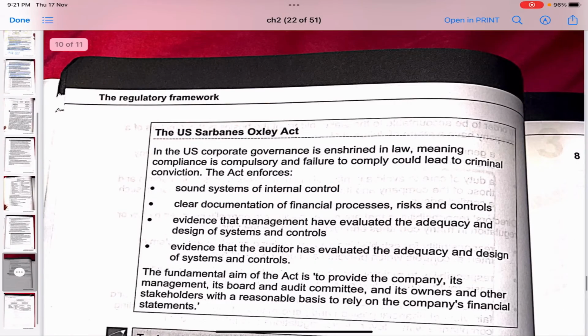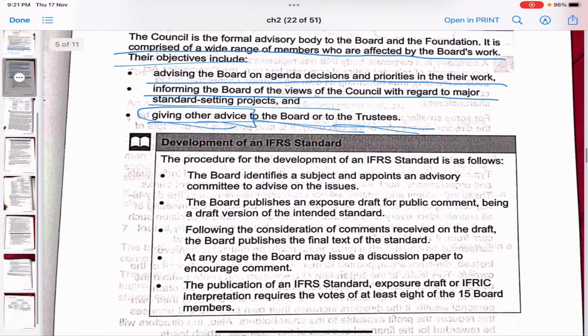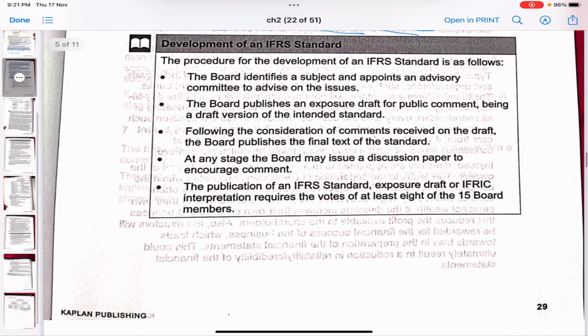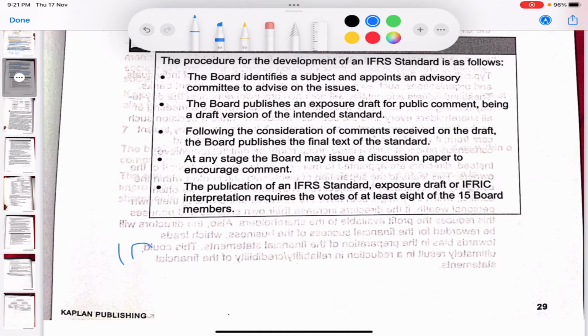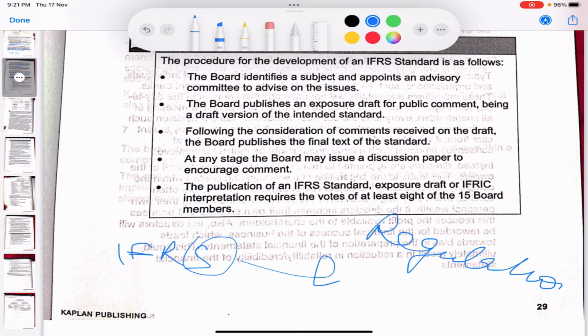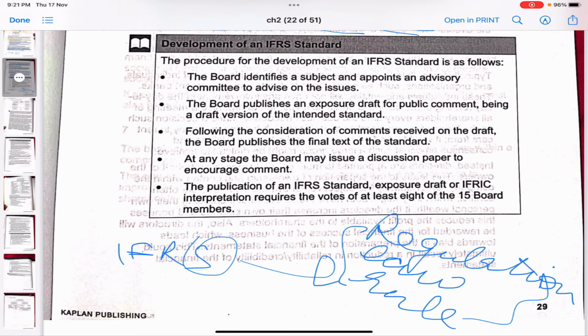Okay, now let's see the procedure by which an IFRS standard gets developed. This is also something we have done in the BT paper. So what is basically a standard? A standard is basically a regulation, or you can say a law or a rule, or something which comes into existence. So how does a new IFRS standard come into existence?